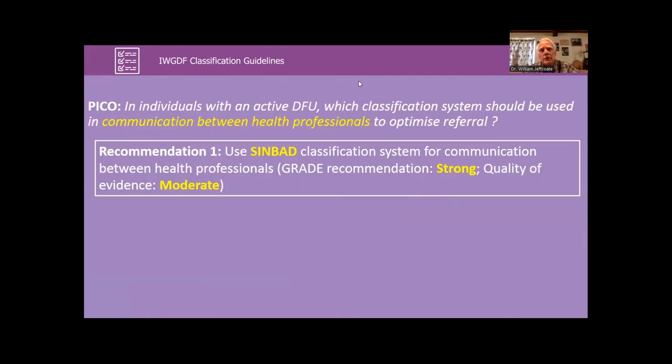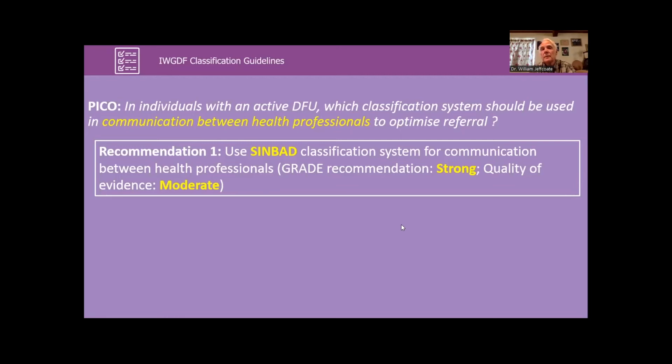Now, what the International Working Group did was to assess all these in this systematic review. I'm very interested in SINBAD. In fact, we described it. But so anything about SINBAD didn't involve me at all. And similarly, anything else concerned with the WIfI didn't involve Joe at all either, who was also on the committee. Nevertheless, the committee, the independent committee, because obviously trying to avoid bias, decided that the reason for recommending SINBAD for communication between healthcare professionals, the recommendation was strong and the evidence was moderate.